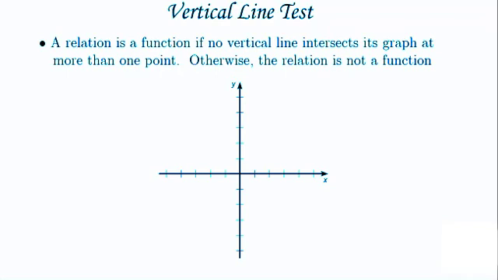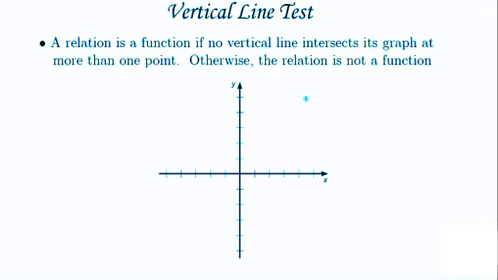Now the vertical line test. This is a visual way of assessing whether or not a relation is a function. A relation is a function if no vertical line intersects its graph at more than one point. Otherwise, the relation is not a function.